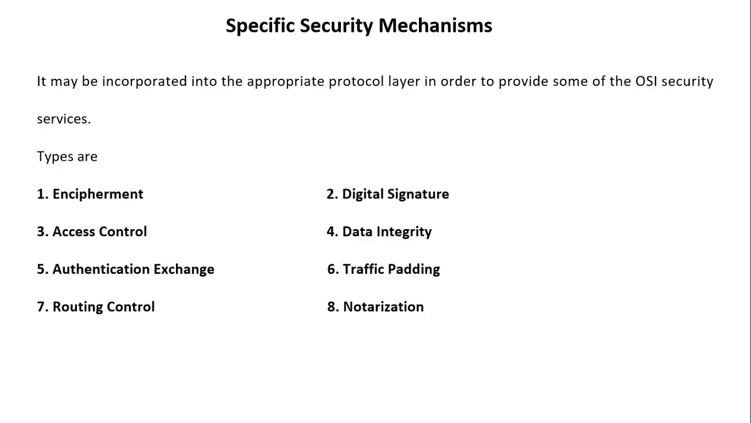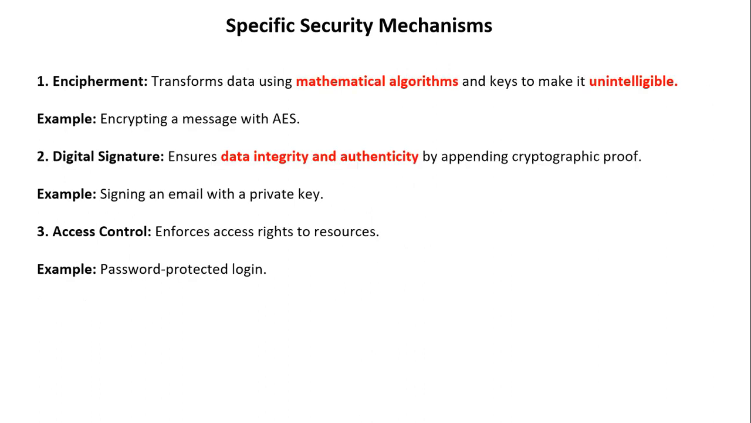Specific security mechanisms may be incorporated into the appropriate protocol layer in order to provide some of the OSI security services. These are encipherment, digital signature, access control, data integrity, authentication exchange, traffic padding, routing control and notarization. Now we'll see each with an example.